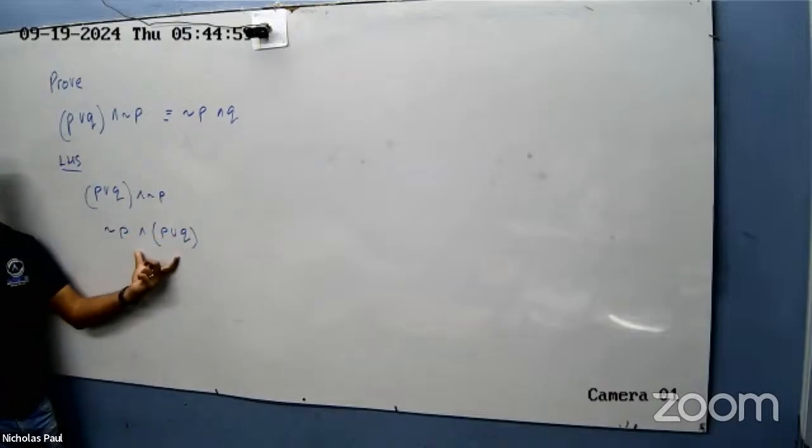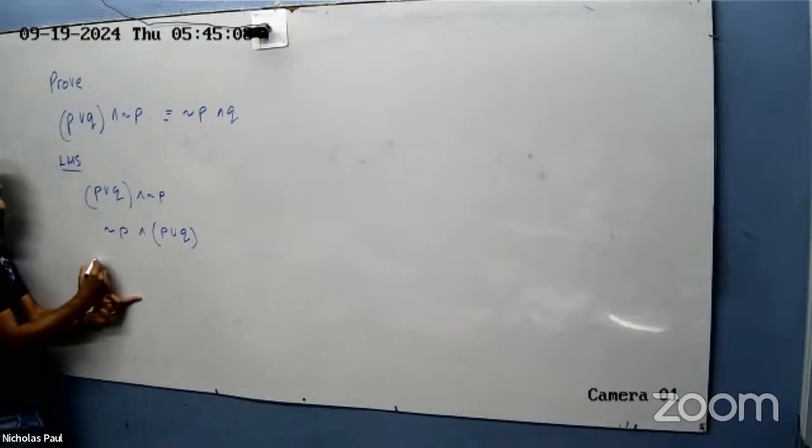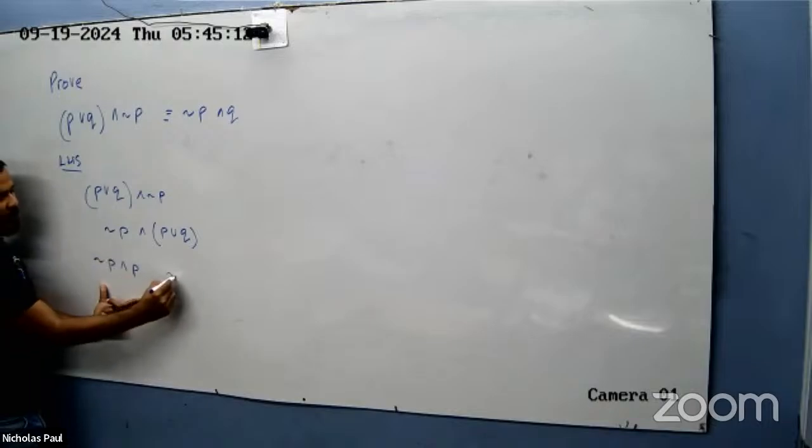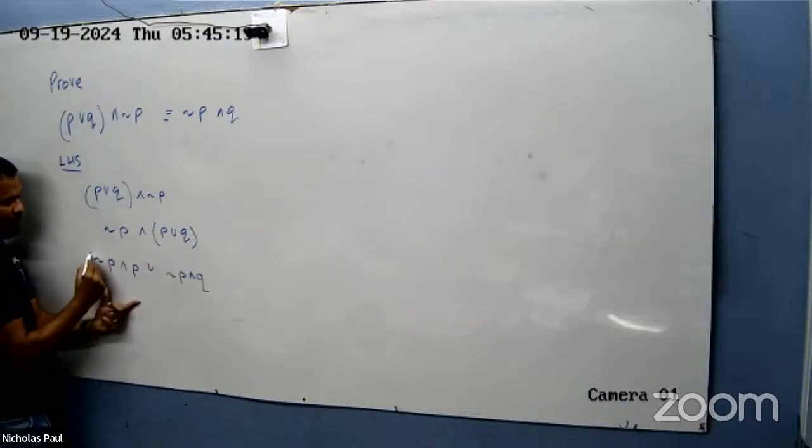What is it looking like now? Distributive. Well, that's showing you. So can I multiply this out? I will end up with the negation of P and P, and the negation of P and Q. So this by this, and then the OR in the middle.